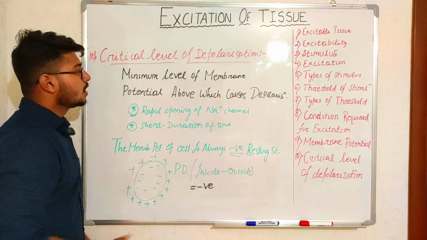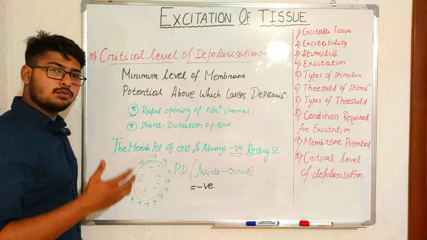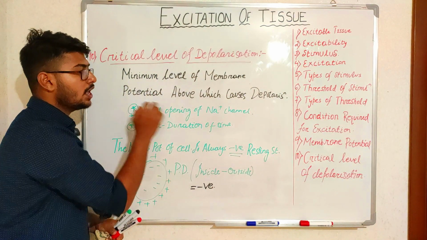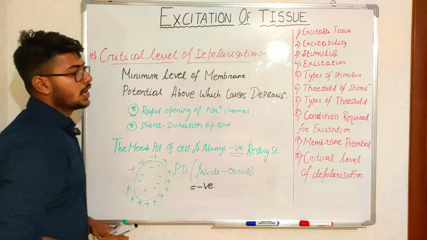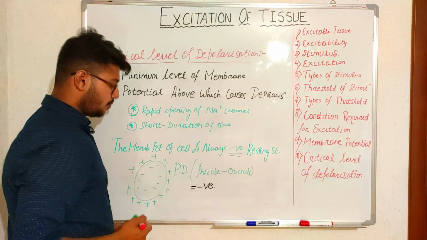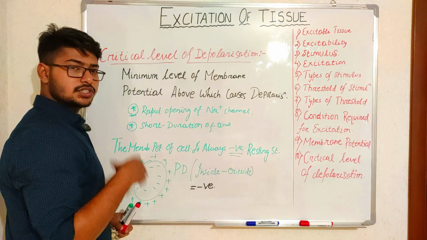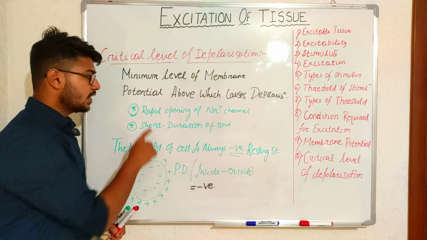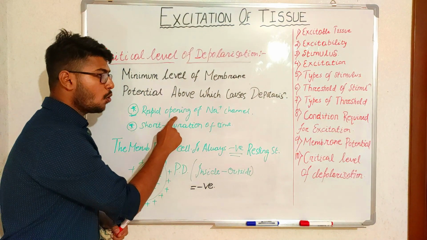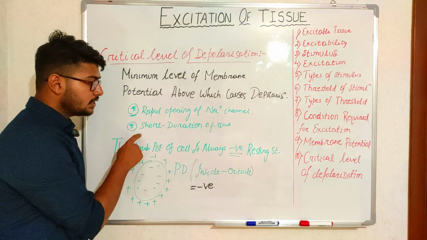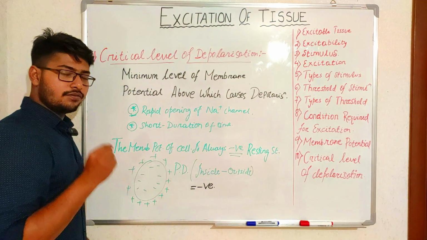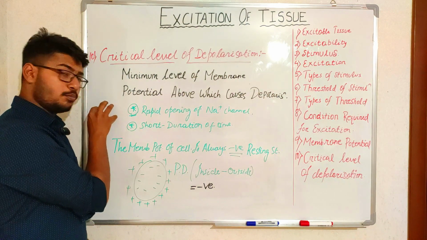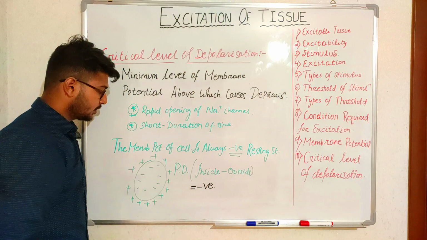What do you mean by this? The minimum level of membrane potential above which the cell will be depolarized. So the minimum membrane potential above which the depolarization will occur. And what are the characteristics of depolarization? Depolarization is the state of the cell in which there will be rapid influx of sodium ions, first thing, and rapid influx means there will be opening of the sodium channel. Then it is of short duration. It is a very short span of time in which the cell changes from the polarized condition to the depolarized condition.